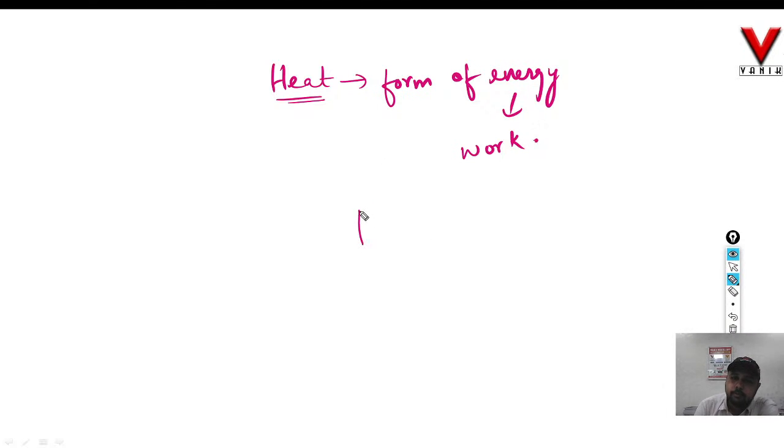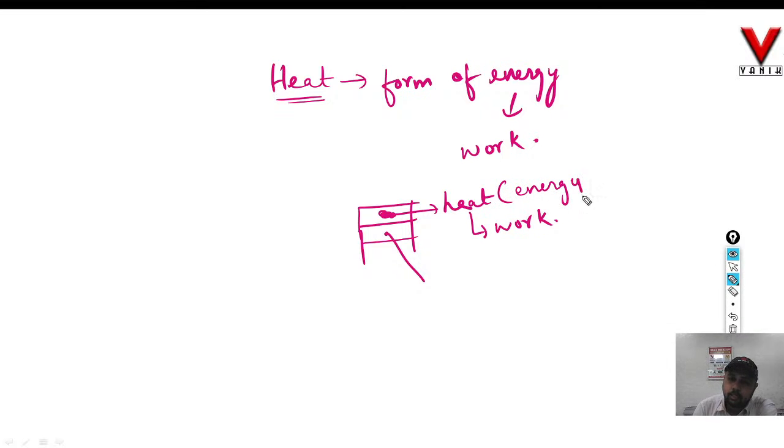Okay, that means if I'm taking a heat engine, combustion is taking place inside the cylinder. So what I'm obtaining is heat, and this heat I'm converting to work. That means now heat is capable of doing some work. So that is why we say heat is a form of energy.